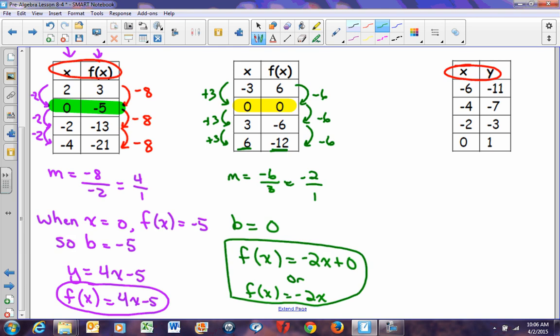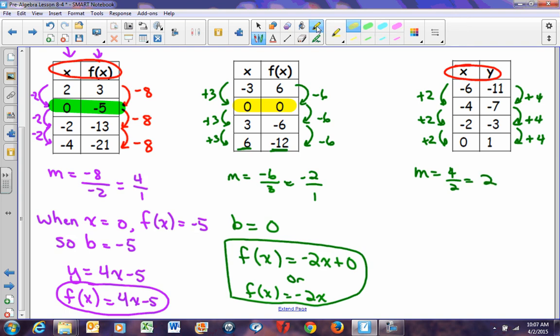The last one's written in xy form, so we can write it in xy form. From negative 11 to negative 7 is up by 4. From negative 7 to negative 3 is up by 4. From negative 3 to positive 1 is up by 4. From negative 6 to negative 4 is up by 2. Negative 4 to negative 2 is up by 2. Negative 2 to 0 is up by 2. So my slope is 4 over 2, which is just 2.